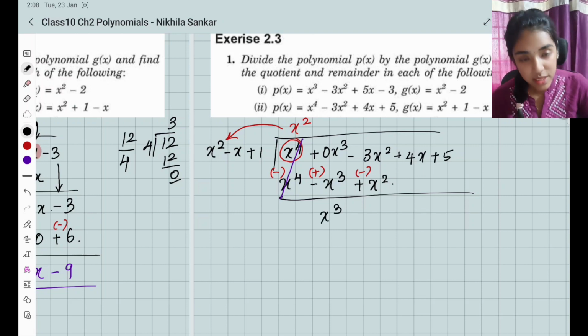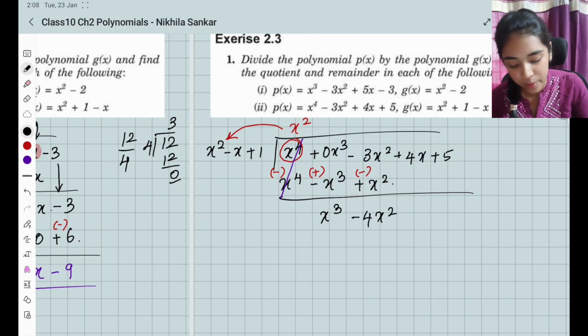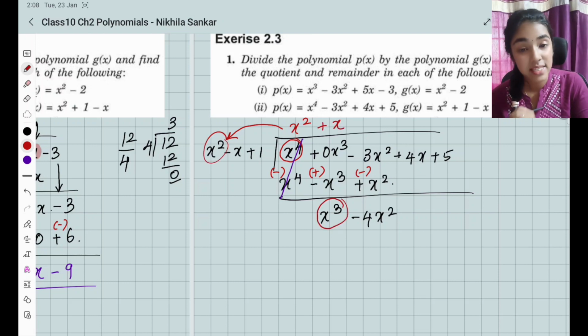Then minus 3x square minus x square, so it becomes minus 4x square. Okay, it's very very simple. இப்போ next term என்ன? இந்த இடத்துல you have x cube, இங்க x square இருக்கு. அப்ப நான் என்ன பண்ண போறேன்? I'm going to add plus x.